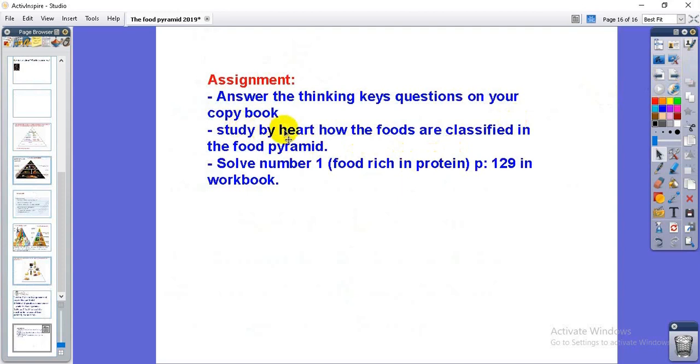You have to study by heart how the foods are classified in the food pyramid, which means that you have to study the pyramid and solve number 1, food rich in protein, page 129 in your workbook. Thank you for listening.